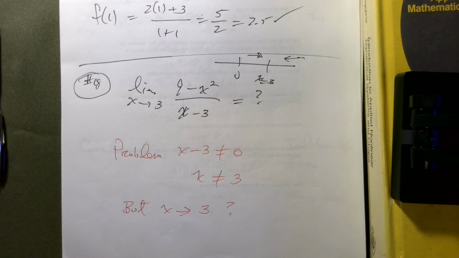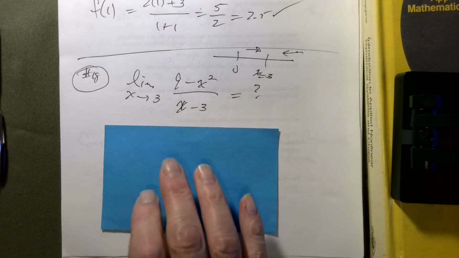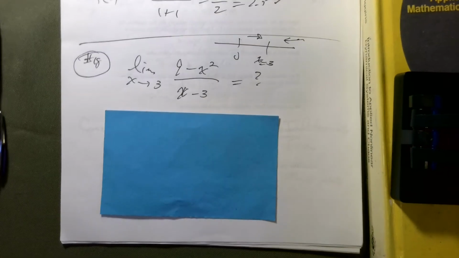Okay, so let's take another example. Let's take a look at number 18 here. And I want you to look, this is what's called a rational function. By rational, it doesn't mean it behaves particularly rationally.